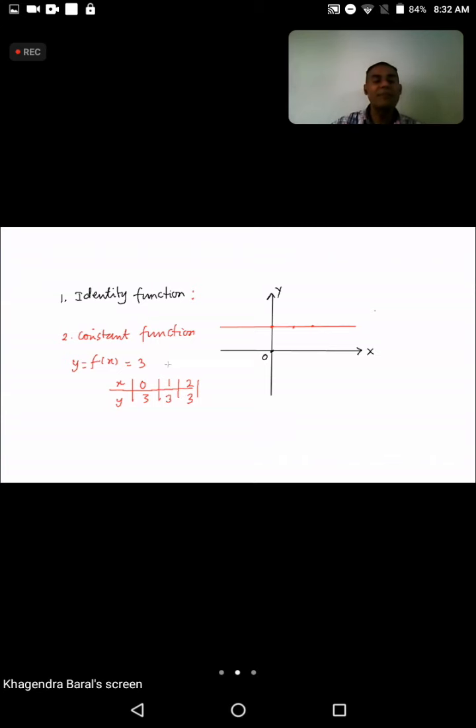The next one, the linear function, is simply a line. It is also a straight line, so we can say it is the graph of a linear function as well. But particularly, we say it is the graph of an identity function or the graph of a constant function. Similarly, for a linear function, you can take an example f of x is equal to x plus 3, like this.